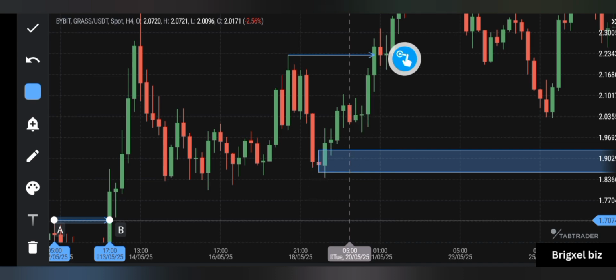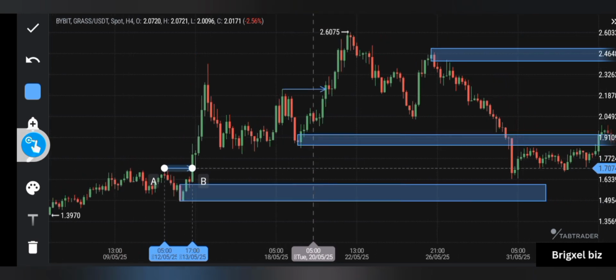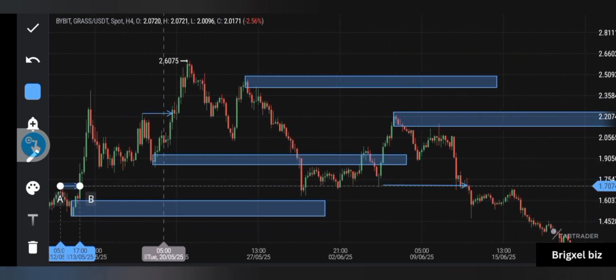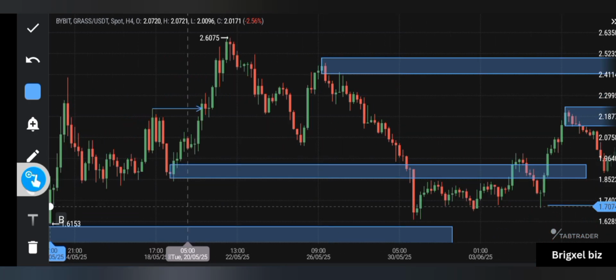So that move to the upside led to a break of structure. So we have an order block, a bullish order block. All right, so let's look at these ones here where we had bearish order blocks, ladies and gentlemen. The last green candle before this bearish move to the downward direction, that's your bearish order block.